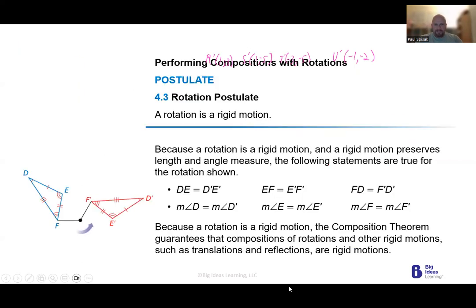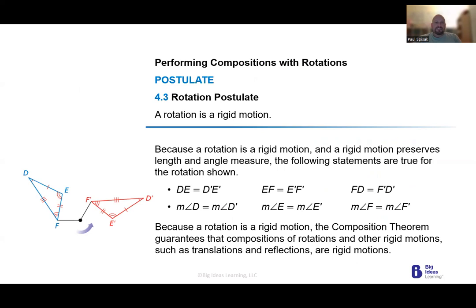All right, so on to the next thing. Rotation postulate. Just like the other 2, I mentioned this earlier, a rotation is a rigid motion. So just like the other ones, we can call it a rigid motion, we can call it isometry, we can call it a congruence transformation.